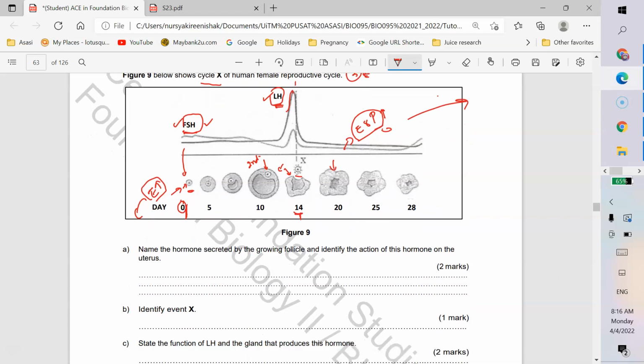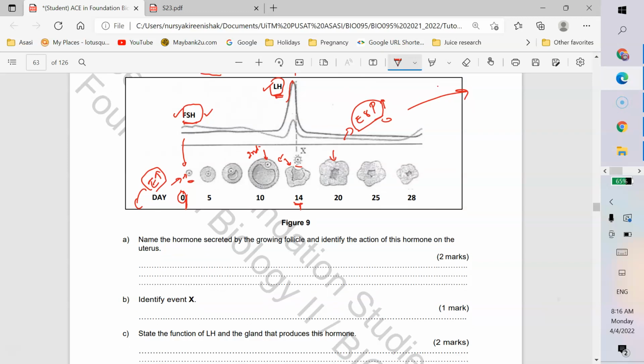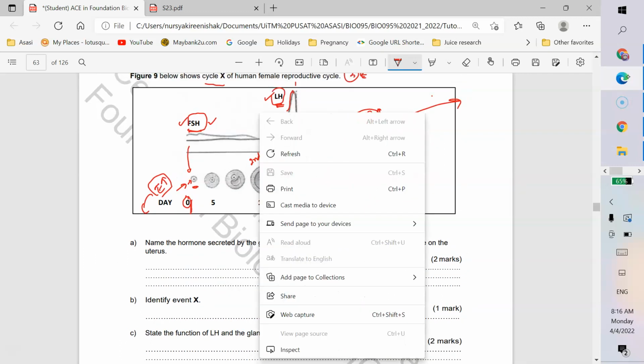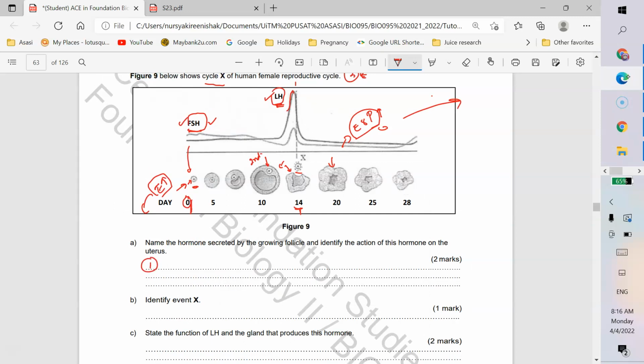For the first person in the list, which is Ainin Sophia, can you answer question A? For question A, name the hormone secreted by the growing follicle and identify the action of this hormone on the uterus. My answer is estradiol. The hormone secreted by the growing follicle is estradiol. Estradiol thickening the uterus to allow the fertilized egg to implant. Thickening of the endometrium. Yeah.